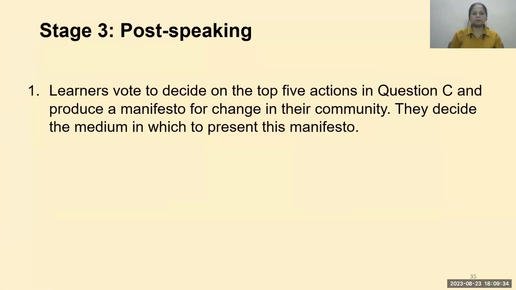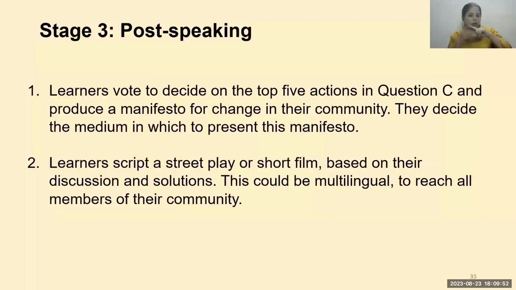So the post-speaking activity, learners vote on the top 5 actions in question C. Now already they've decided the 5 actions and they produce a manifesto for change in the community. They decide the medium in which to present this manifesto, and then they can also script a street play. I remember somebody talking of street play earlier, or a short film, and this is based on their solutions. And this could be multilingual in order to reach all members of the community. Multilingualism is very current, very powerful, so we are advocating multilingualism here.